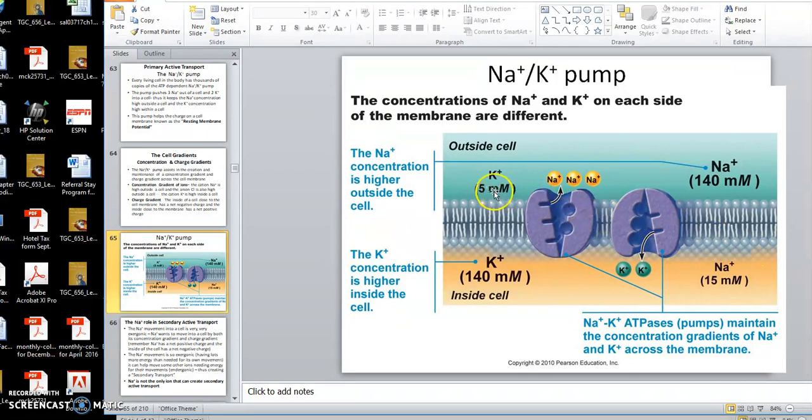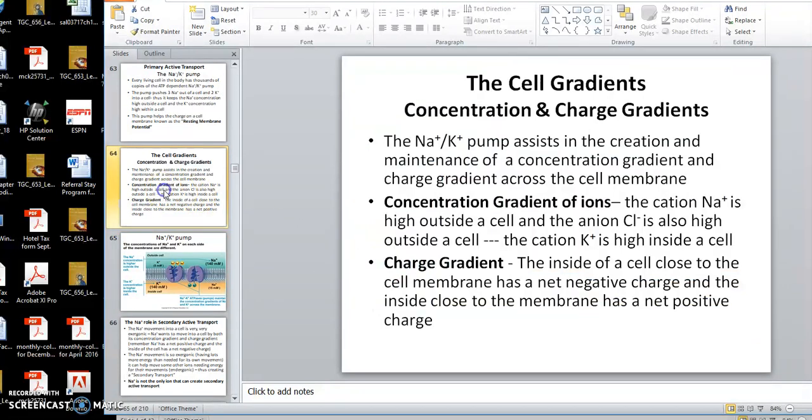So charges like to move. The positive would like to move to the negative, and the negative would like to move to the positive. But the membrane holds a resistor, and it can't do that. So there are 2 gradients on a cell membrane: a concentration gradient and a charge gradient. You'll have a video on this.